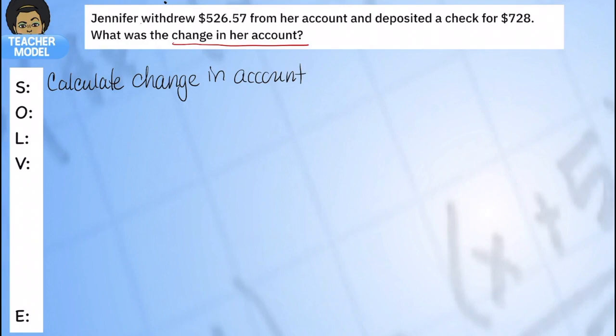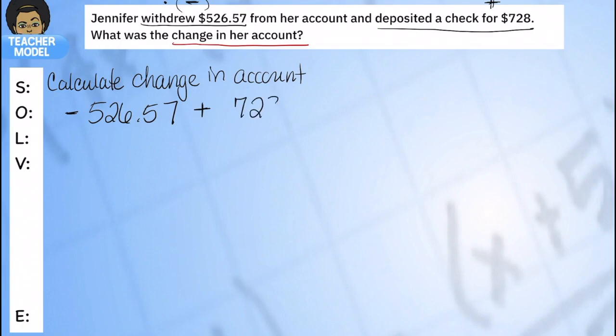What is our important information? We knew she withdrew $526. That is definitely a minus. And she deposited a check for $728. So we have minus 526.57, and our second event, so there are two things, so I'm going to add a plus 728, which is also a positive. Now I'm not going to write positive, it doesn't make sense, so let's just take that out. It's just 728, and we are going to find the net change. Overall, what was the change?